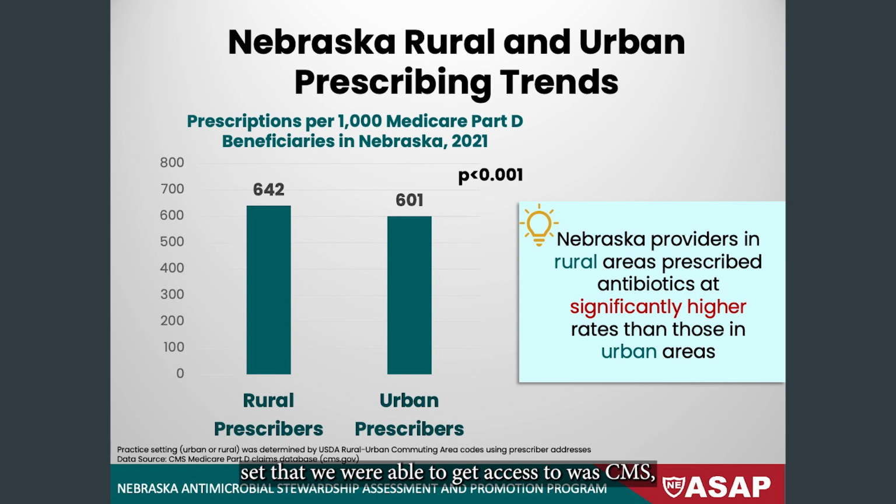Another data set we were able to get access to was CMS Medicare Part D prescribing data for beneficiaries in Nebraska. And so we see there was a statistically significant difference between our rural prescribers and our urban prescribers, though when you look at it, the difference really isn't huge. But again, I think this identifies another opportunity that our rural prescribers maybe need some more resources, and so how can we find a way to reach out to them as well? I know we have a lot of people from rural areas attending today, so thank you for coming. Your help is very much needed.